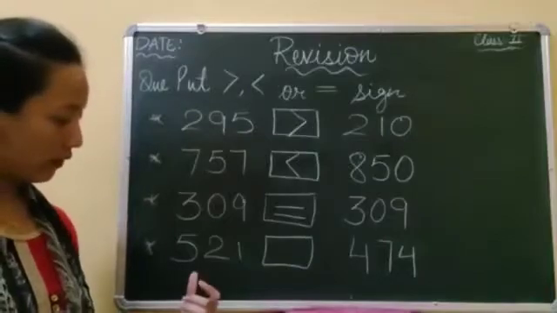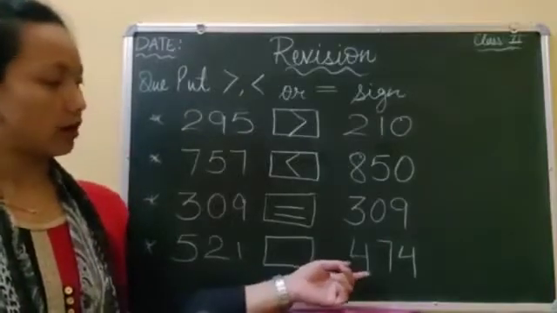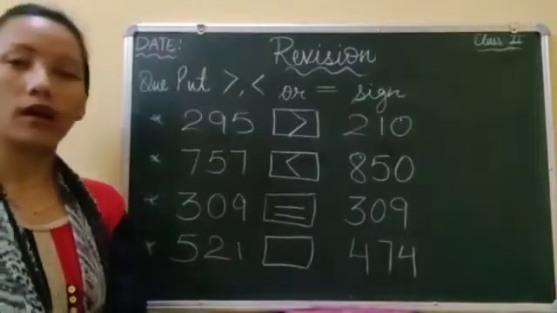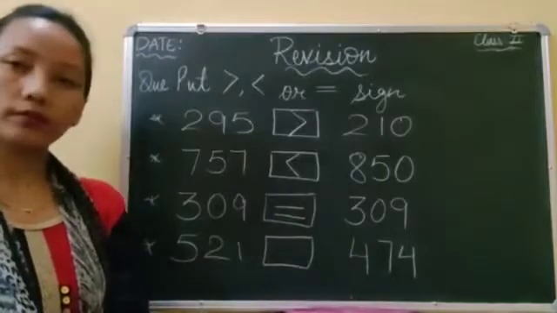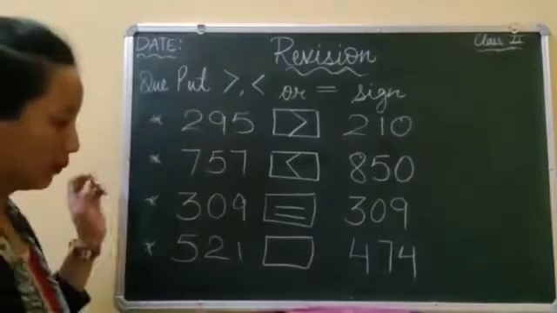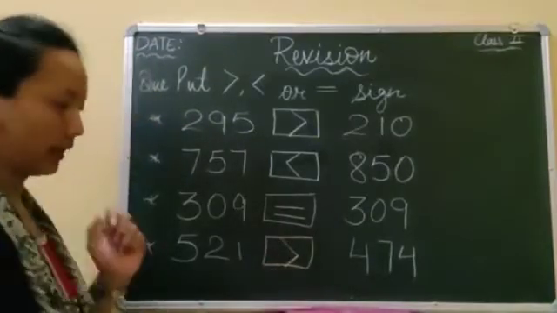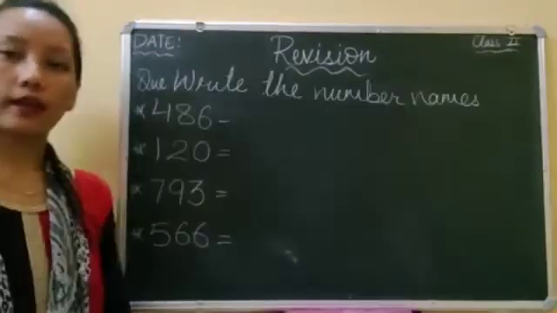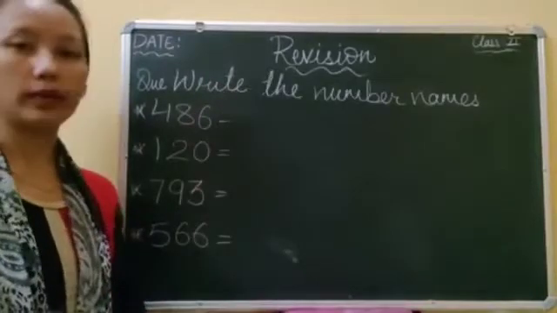Next, 521 or 474. Which is greater? Yes, 521. So put the greater sign like this. Okay. Now, the next question is, write the number names.